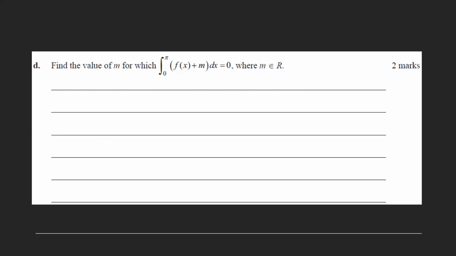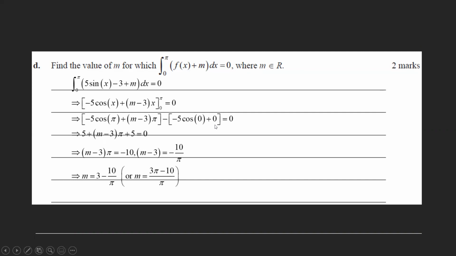Find the value of m for which the integral from 0 to pi of f of x plus m dx equals 0. m is a real number. So it's just calculating the definite integral as it is. You just chuck in your f of x explicitly: the integral of 5 sine x minus 3 plus m dx equals 0. Remember, the antiderivative of sine is negative cos.